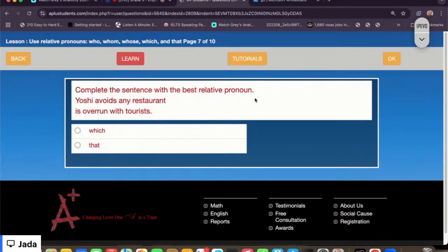Alright, so that's it for our lesson on the relative pronoun. You can complete this if you haven't done it before. Alright. So before we finish, do you have any questions or not? Alright, so if we have no questions, we'll end here for today.